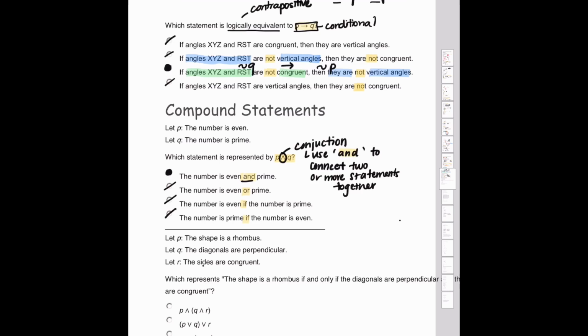However, to double check this, let us make sure that it goes in the form P and Q. Well, here we know that P says the number is even. So we have P, and we have Q: the number is prime. So here we can see that we have P and Q. Let's look at the next.